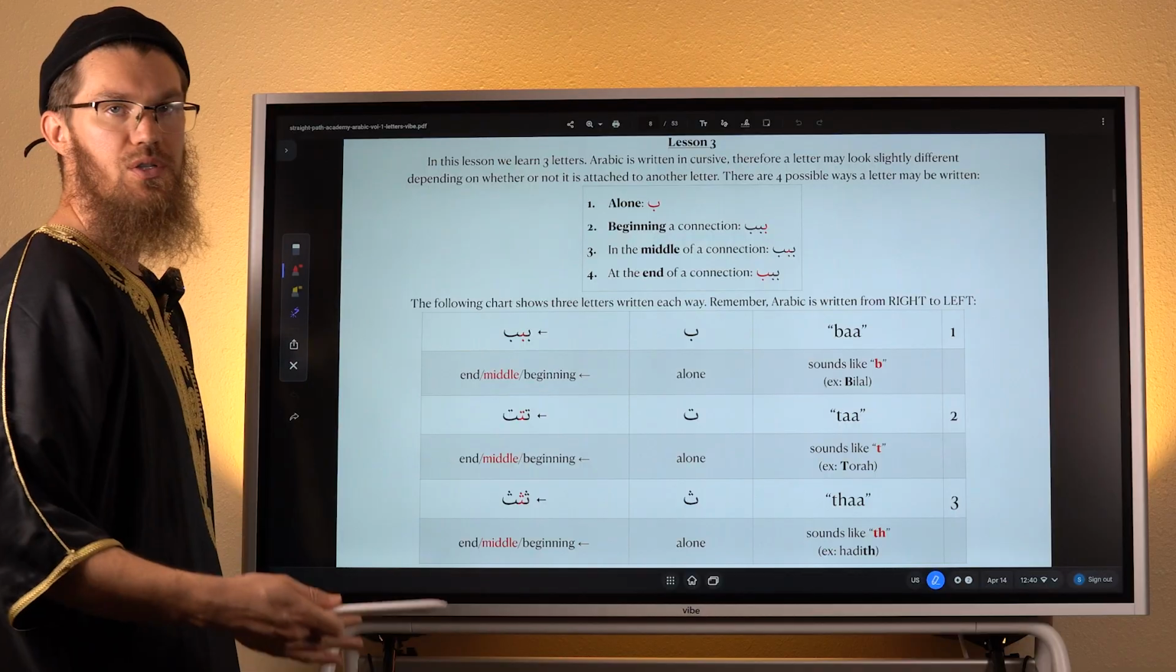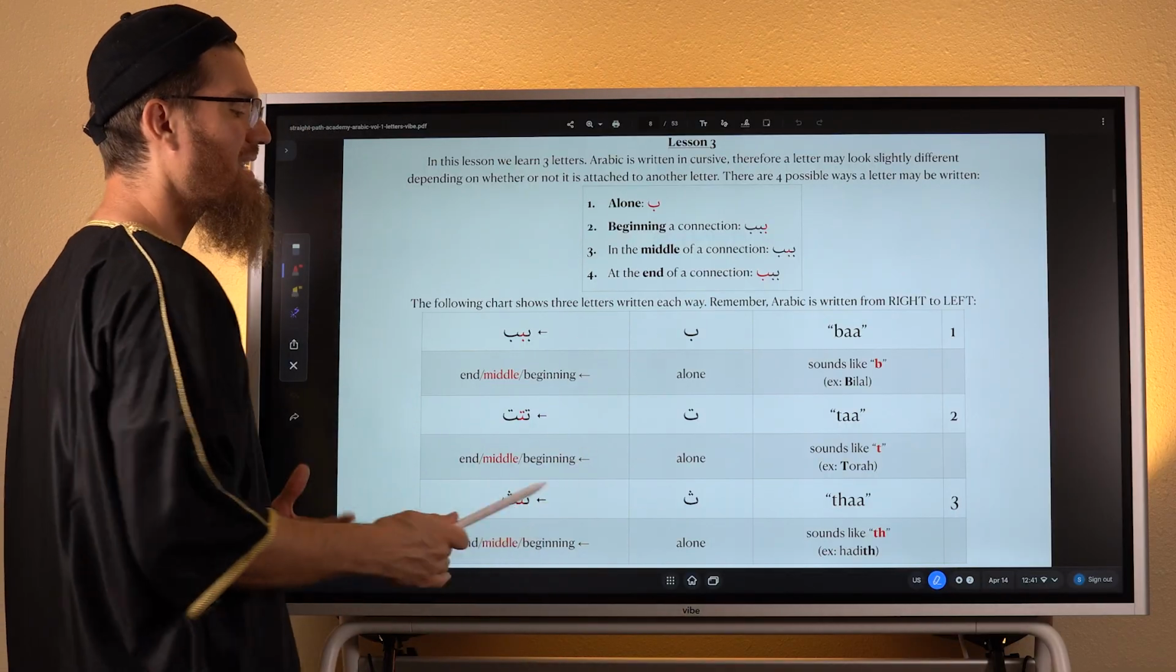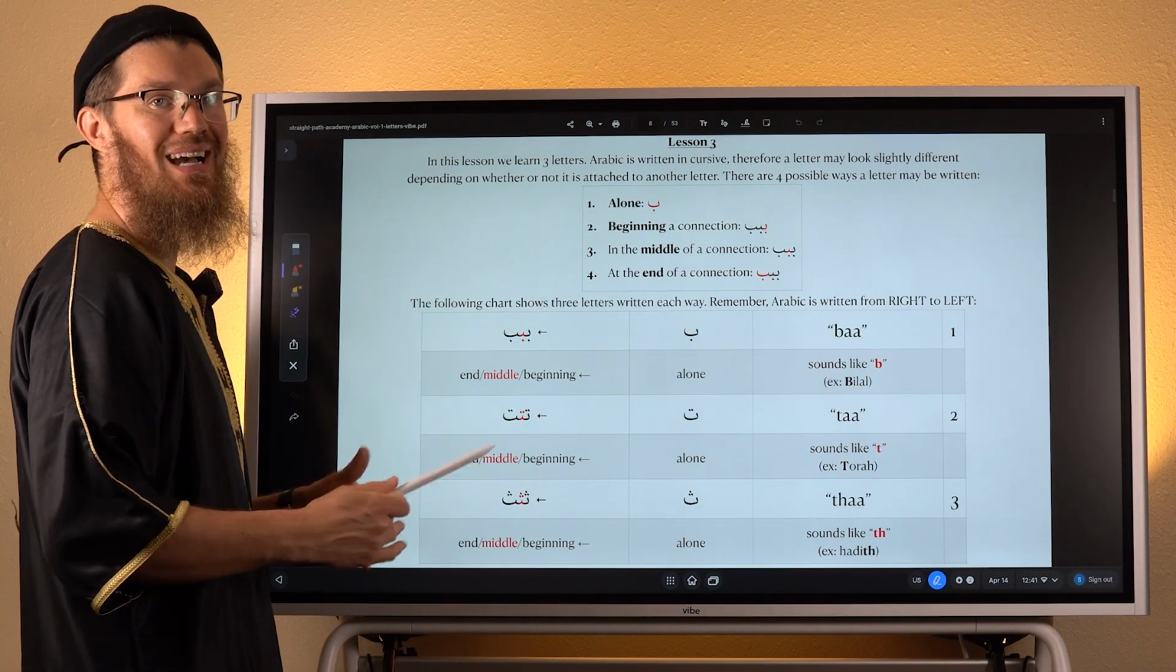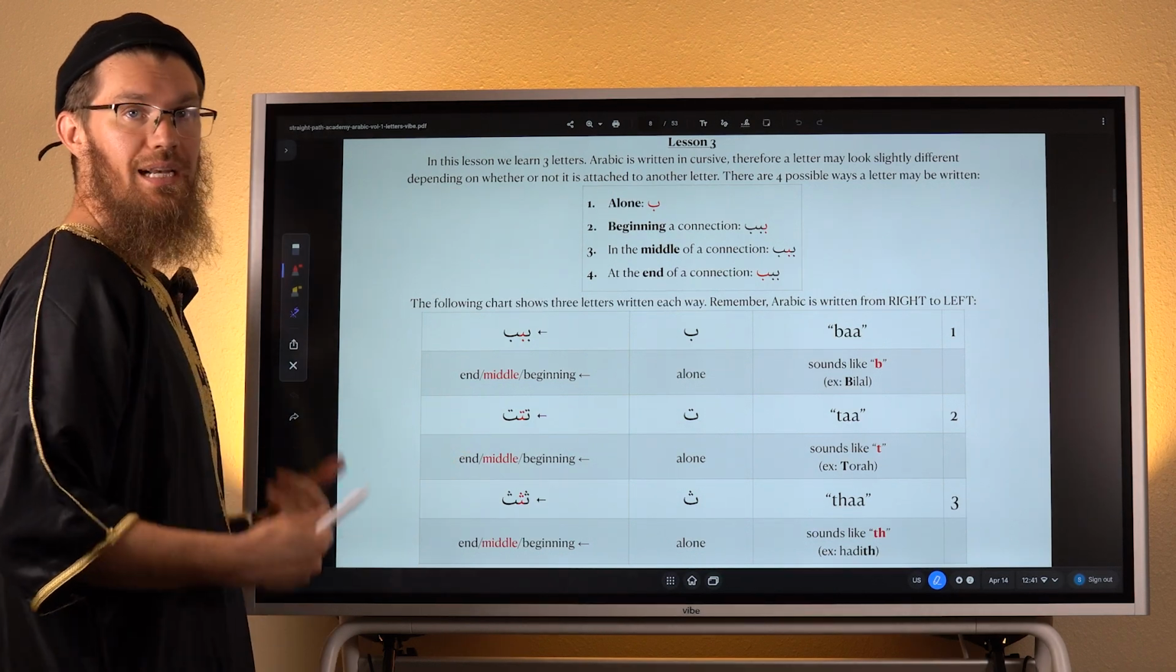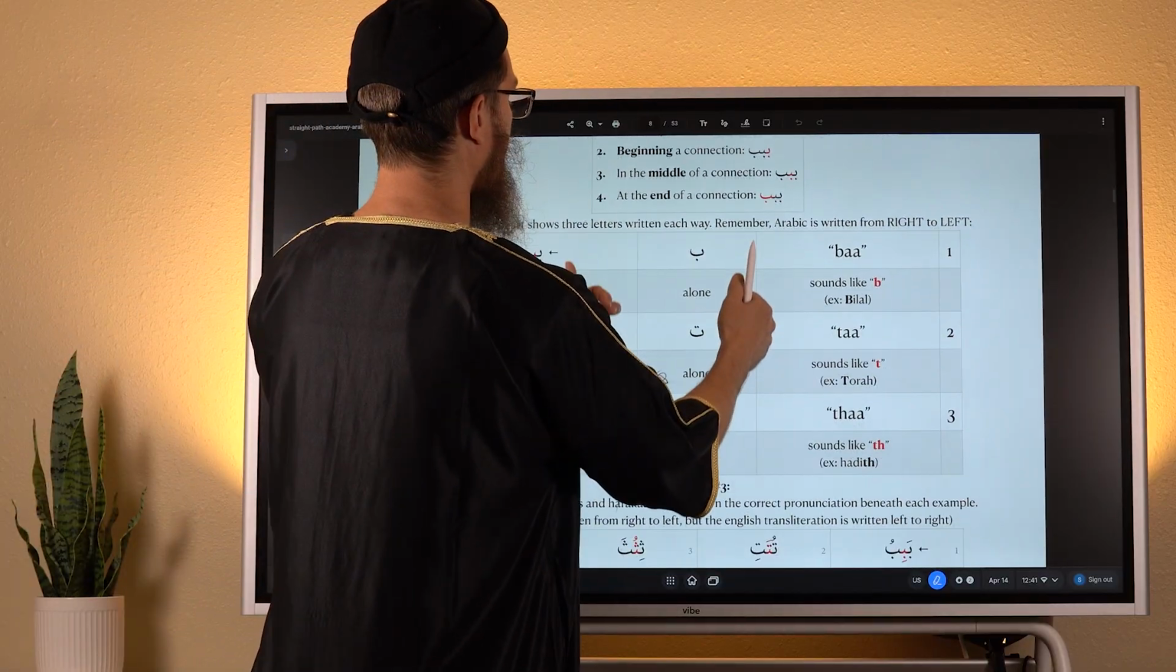So the main thing to focus on when it comes to the letters ba, ta, and tha is the placement of the dots alongside the sounds that they represent. And in order to help us memorize this information, we can go to the exercise.